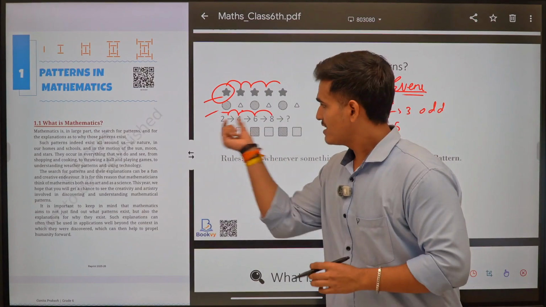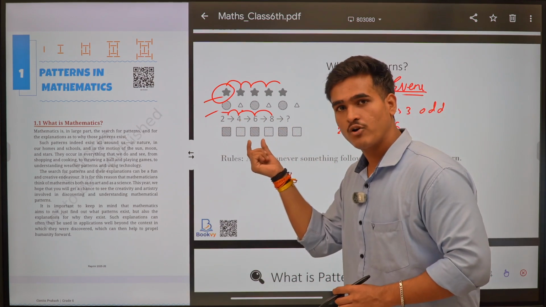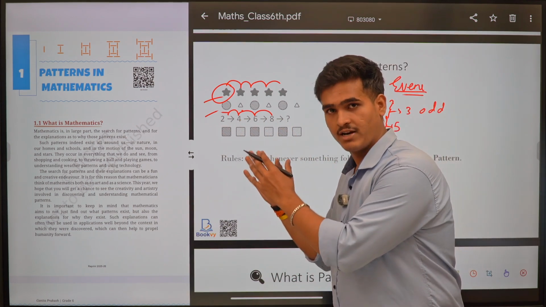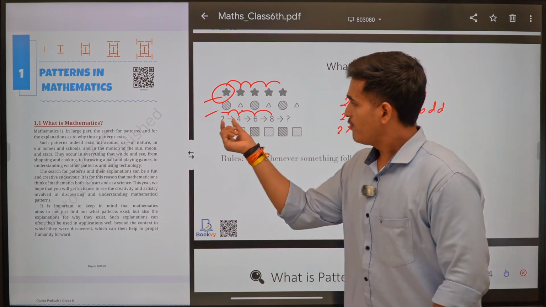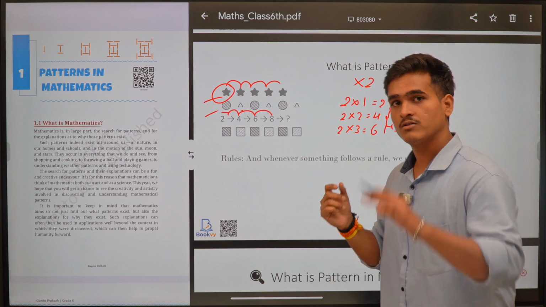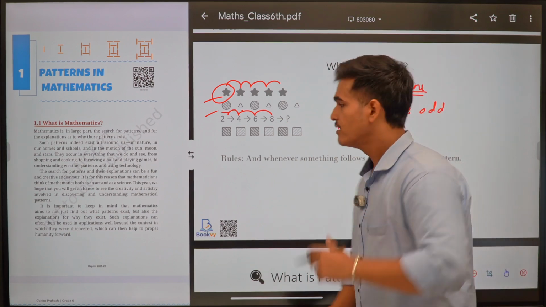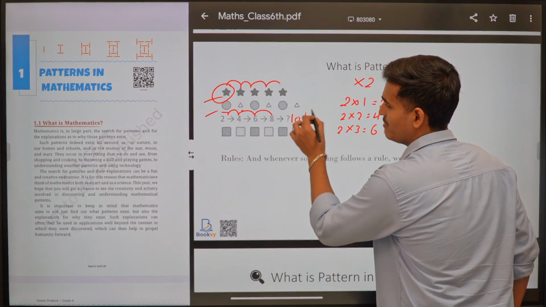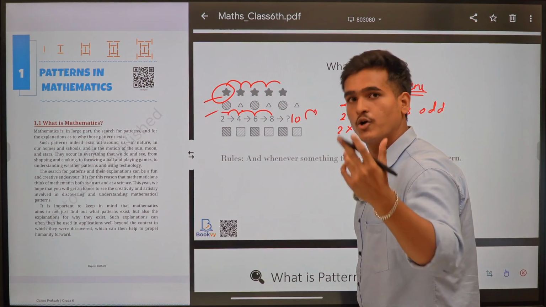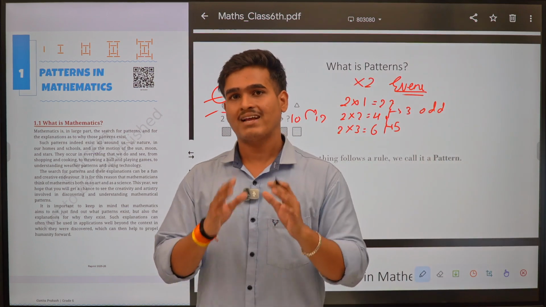So here you can see in the image, 2, 4, 6, 8. What pattern is this following? It is even numbers. Okay. If you see, the last number is 8. So what will be the next number? 10, right? Okay. And what will be the next number? 12, right? So this is how we make a pattern.